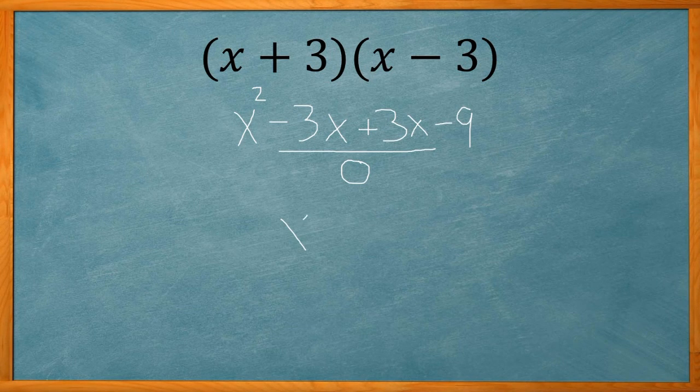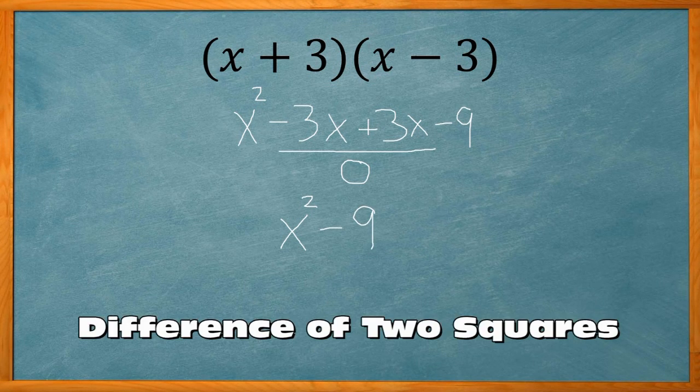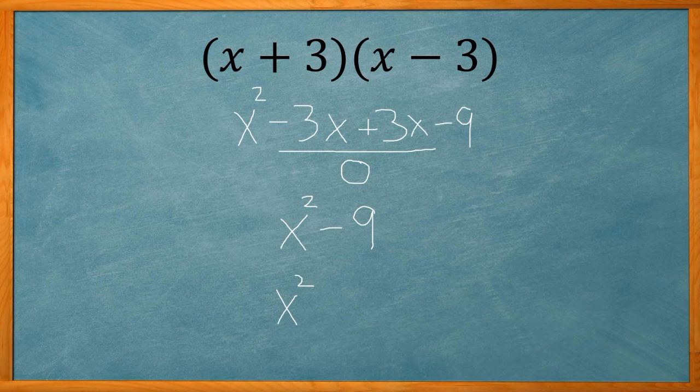Now this is a special case which we call the difference of two squares. If I rewrite it, x squared minus 3 squared, because 9 is really 3 squared. I've got a difference, a subtraction of two things that are squared. So when you see that, you know the x terms are going to cancel each other out. They're going to add up to 0. So our answer here is x squared minus 9.